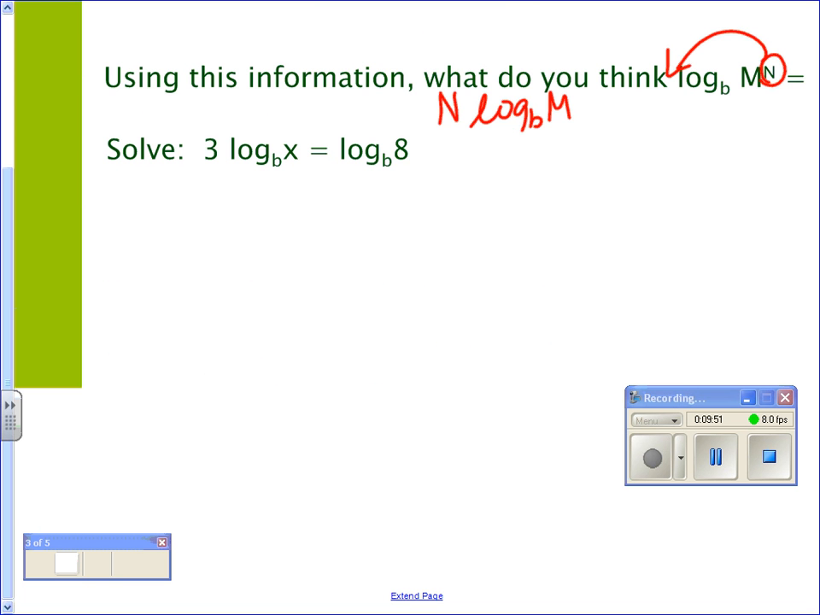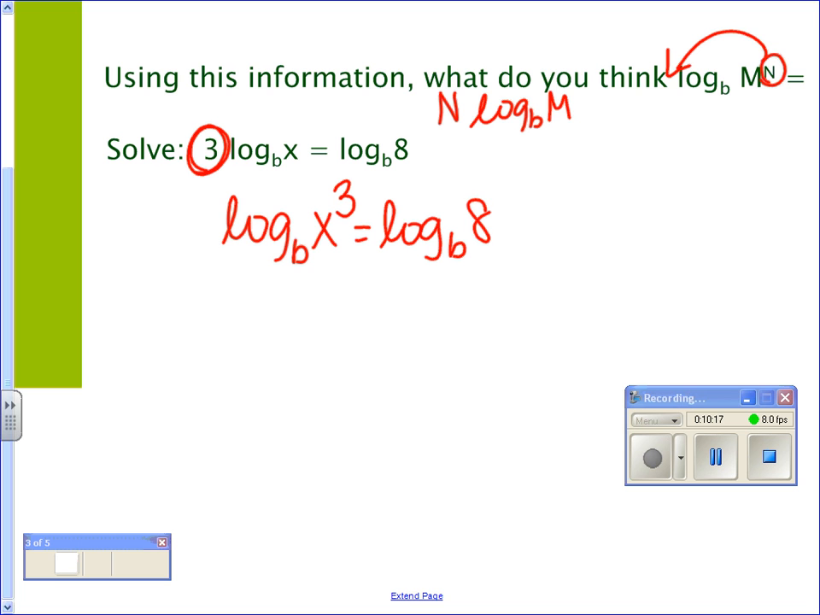Okay. Looking at another example. We have a 3 out front. You don't like having numbers out in front of your log to actually solve. So what would we need to do to that 3? Make it an exponent on what? On the x. The log b's cancel, and so x to the third equals 8. So what would x have to be? 2.